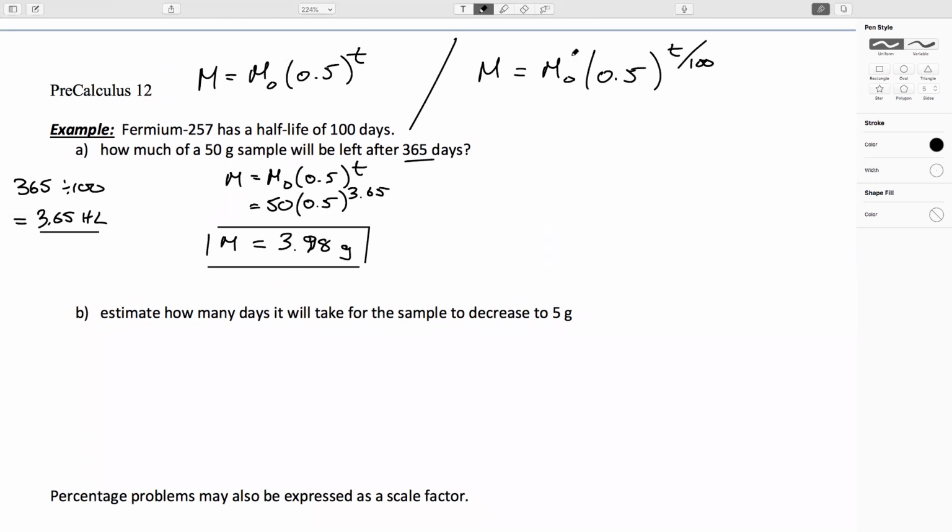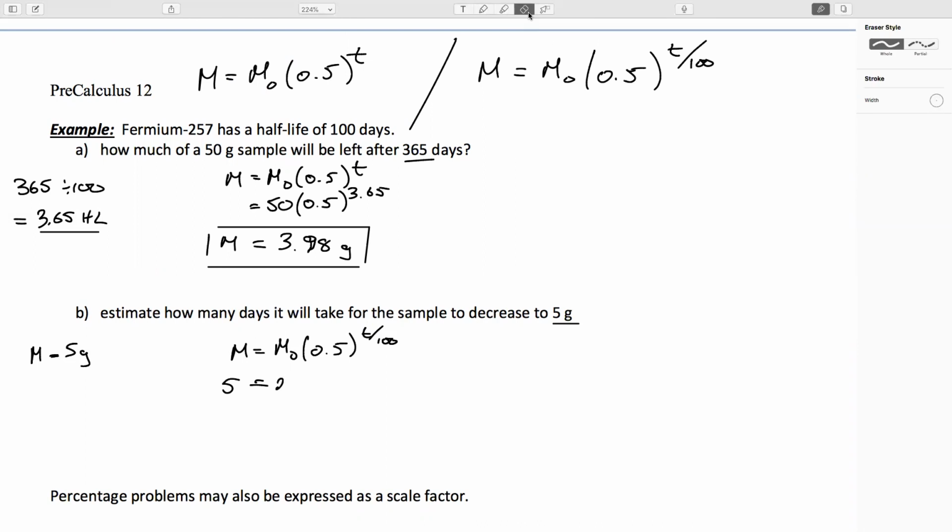So we're given the initial amount and we need a final amount of 5 grams. So m equals 5 grams. Use the same formula, m equals m naught times 0.5 to the t over 100. But this time we plug in m and m naught and we solve for t. 5 equals 50 times 0.5 to the power t over 100. And now we can just plug it into our function like this.